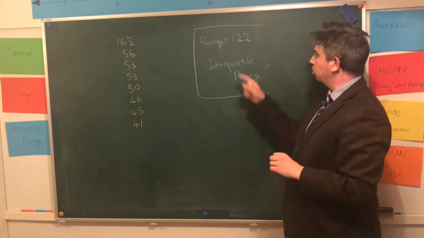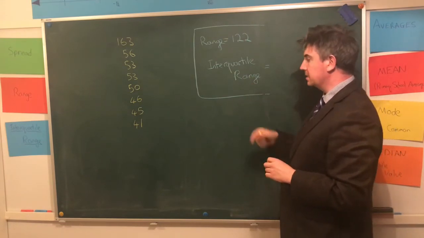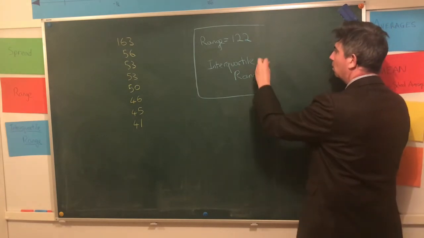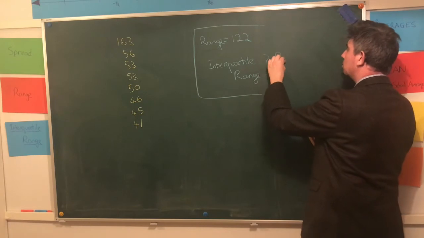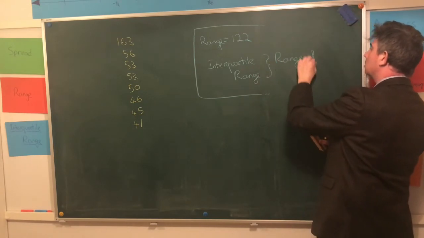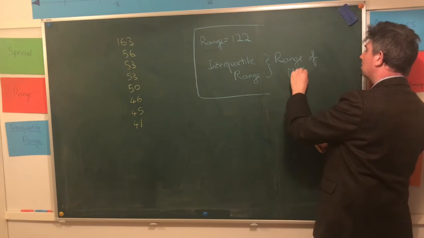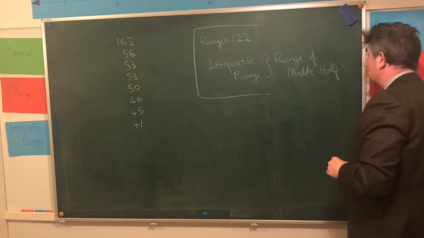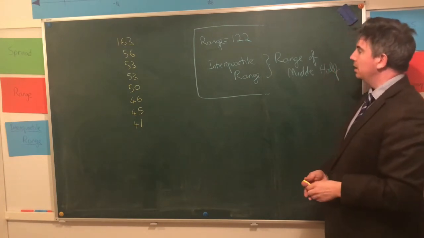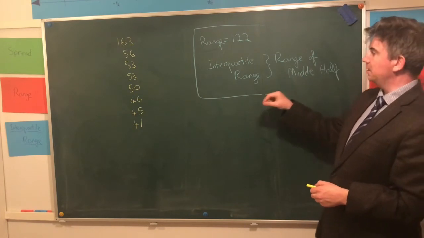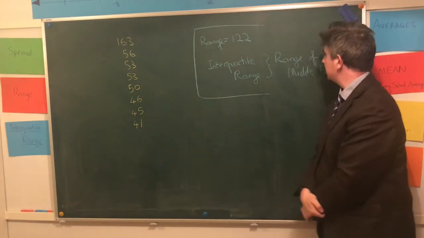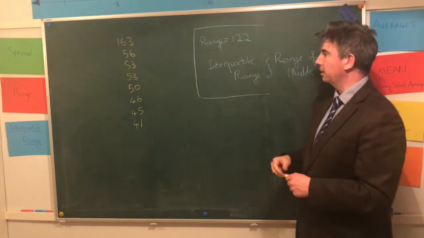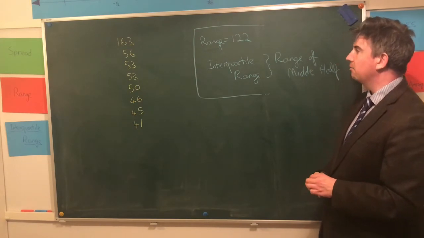An interquartile range, what this means is the range of the middle half. So there's a half of our data in the middle in here somewhere, and it's the range of that data. That's what the interquartile range is measuring. So it's the range of the middle half.